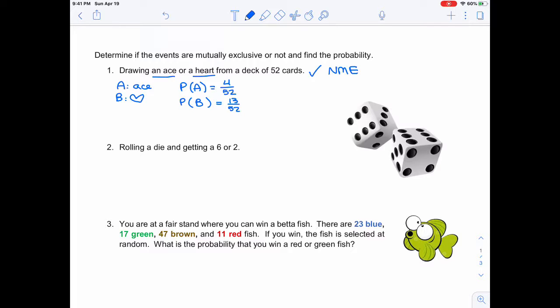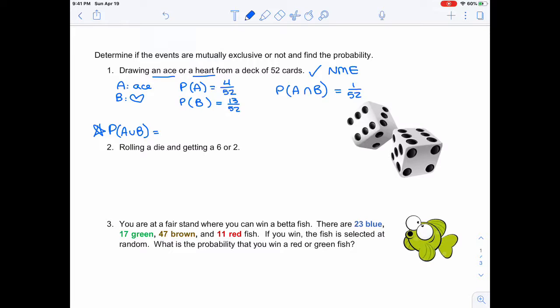And then our last thing we need for not mutually exclusive is our probability of A and B. So how many cards are an ace and a heart in a deck? There is only one ace of hearts, so it's going to be 1 out of 52, okay? And for our final step here, our probability of A or B, and you do have to make sure you're actually labeling all of these, okay?